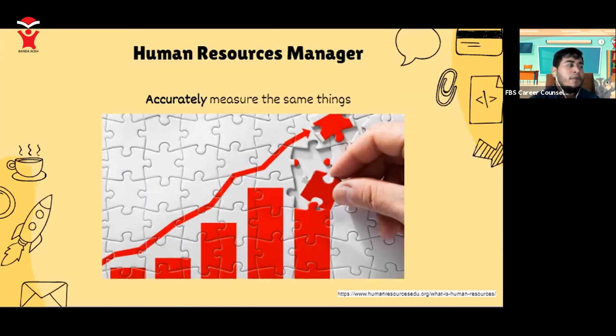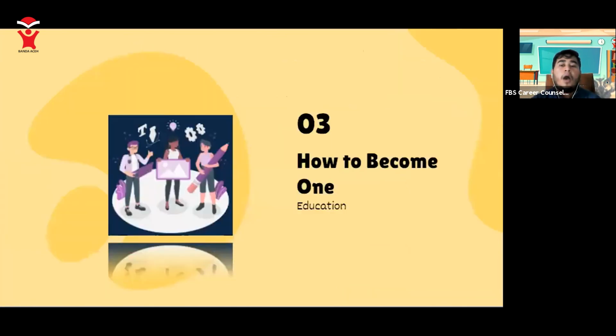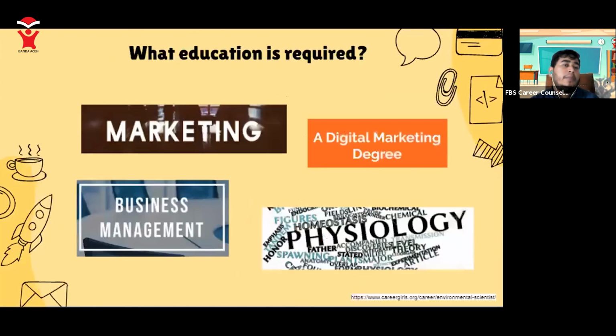All right, so now we are in the third section, how to become one: the education. In order to become a human resources manager, you need to have a bachelor's degree in business management, or digital marketing, or psychology, or marketing. So it is possible to become a manager from these social science college majors.